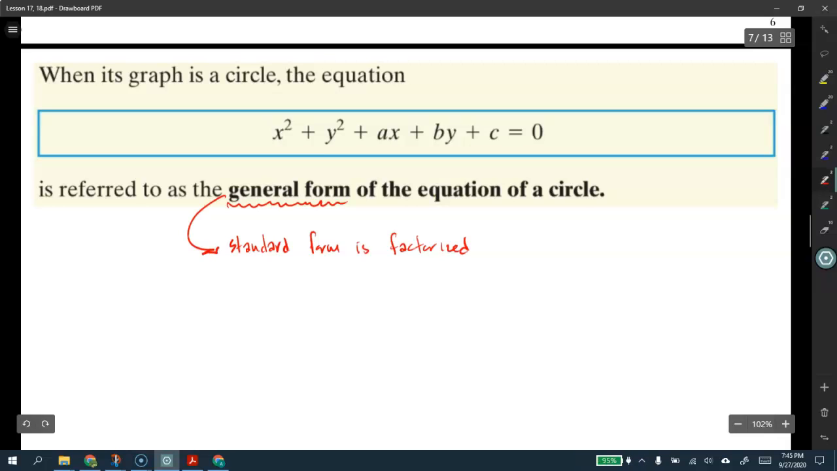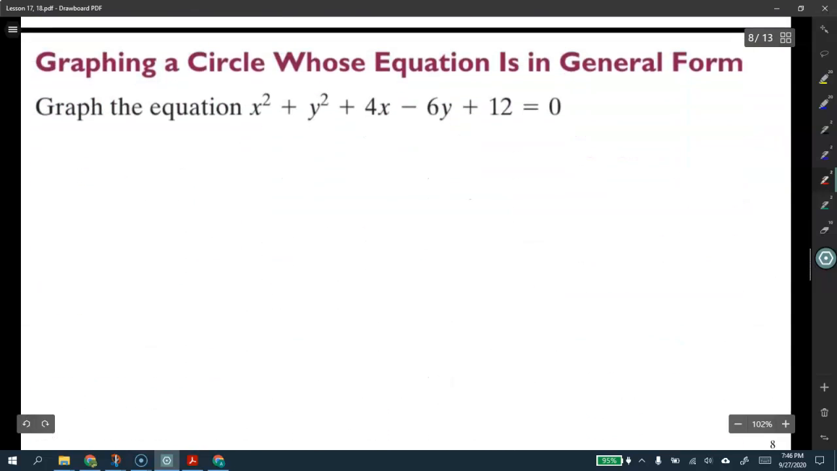All right? So in a later part, we'll talk about how you can factorize what you have, but essentially you have x squared plus y squared plus some constant times x plus some constant times y, and then plus c is equal to 0, and that is the general form of the equation of a circle. So now it says graphing a circle whose equation is in general form. The first thing that we need to do is put this into its standard form.